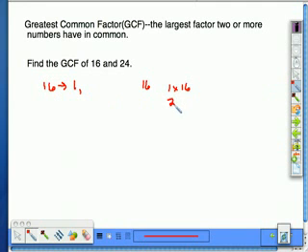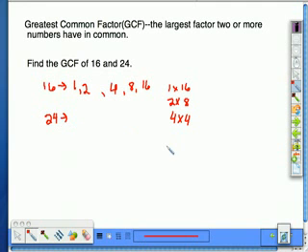Now another way I can get to 16 is to do 2 times 8. So 2 and 8 are also factors. 3 does not go into 16. 4 does, though. I could do 4 times 4, and I get 16, so 4 is also a factor. Now my 4 is repeating, so I know that I can stop. I have all of my factors. I can do the same thing for 24.